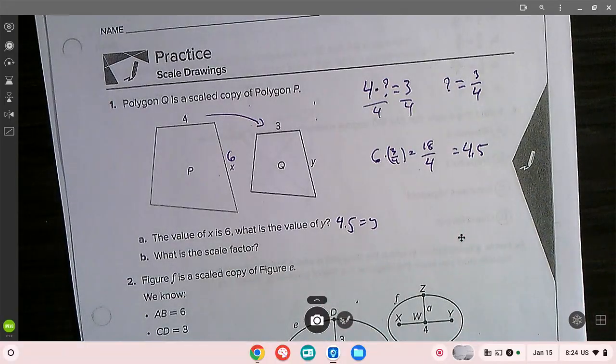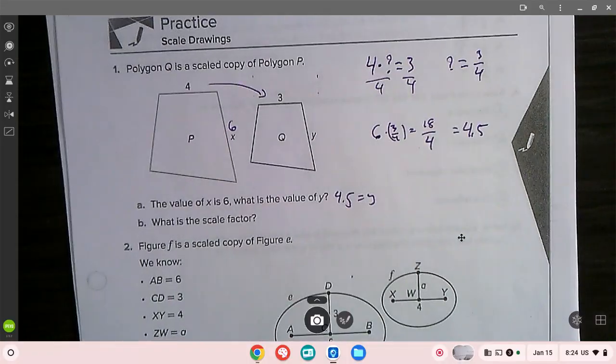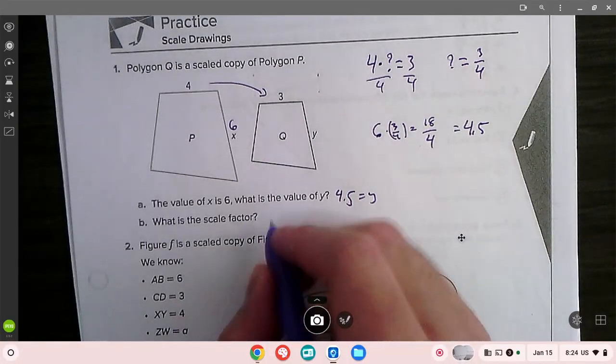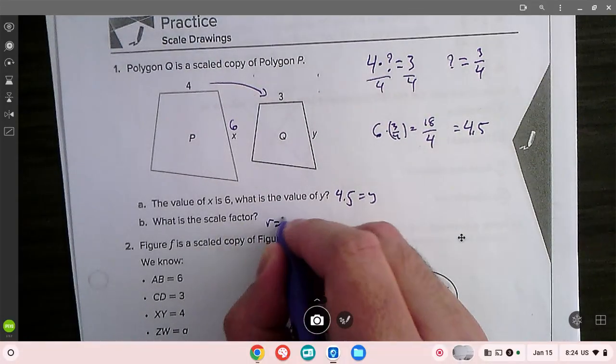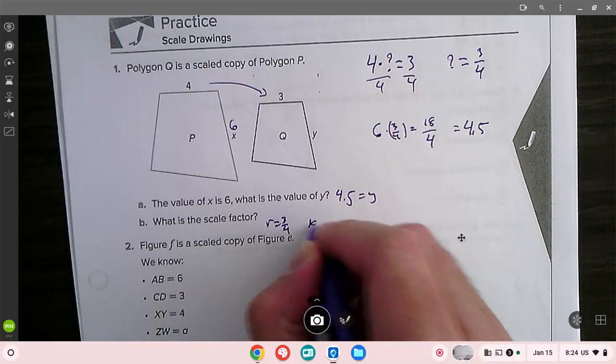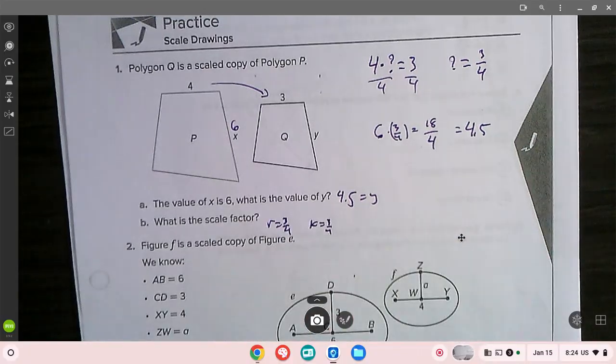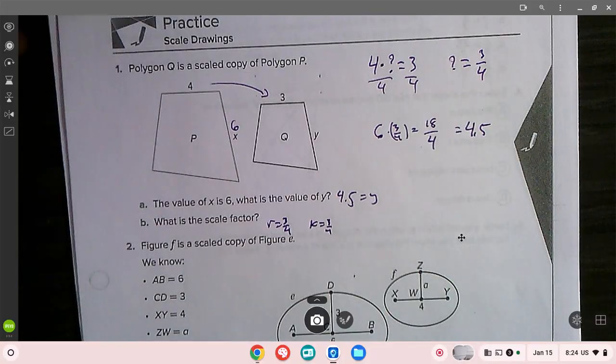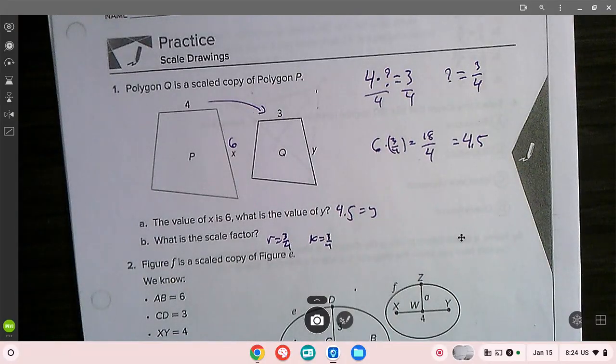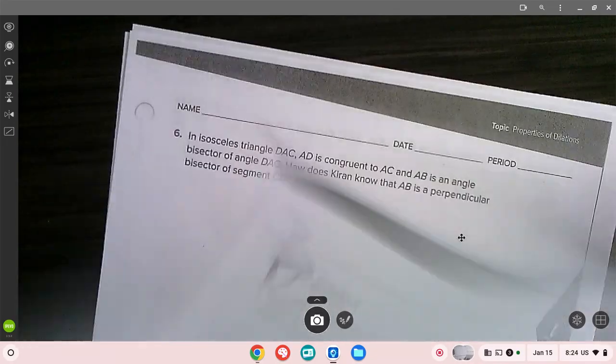Okay, what is a scale factor? We found it. It was our question mark, right? What did they multiply by to get to that smaller size? This would be our R equal to 3/4, or our K equal to 3/4. R and K so far have been what they've been using as the variable for scale factor, so that's what we're going to have to use as well. Okay, let's look at question number 2.